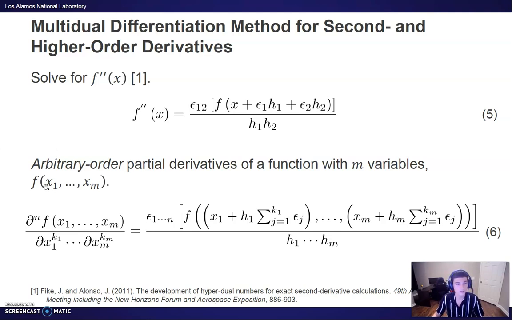So this is extended to arbitrary order partial derivatives of a function with any number of variables. All you do is apply the non-real step to your variables of interest in different non-real directions, evaluate this function, and then extract all the real parts of the terms that have this epsilon 1 times epsilon 2 times dot dot dot times epsilon n coefficient, and then divide by the step sizes you took.